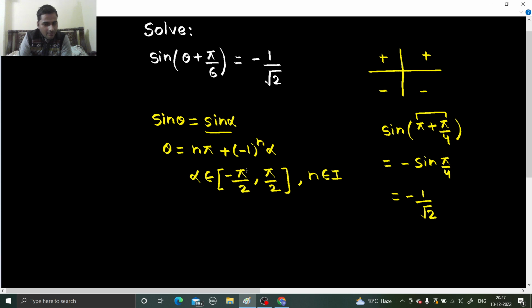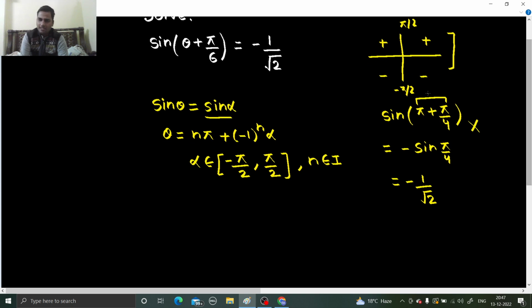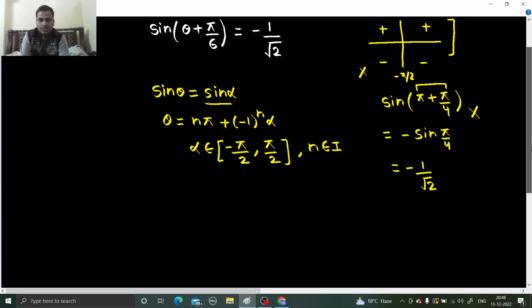But they have told us to take alpha in this region, minus pi by 2 to pi by 2, which is this. Minus pi by 2 is this and pi by 2 is this. So we'll have to take only these two quadrants, the first and the fourth quadrant. But this lies in the third quadrant, so we can't take this. So what is the other option left? Sine is negative only in two quadrants. So this one is rejected. So let's take this one.